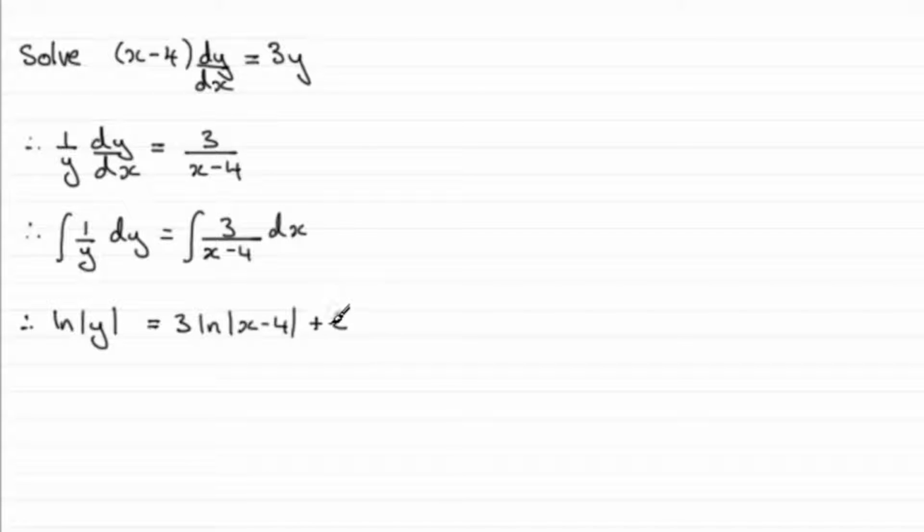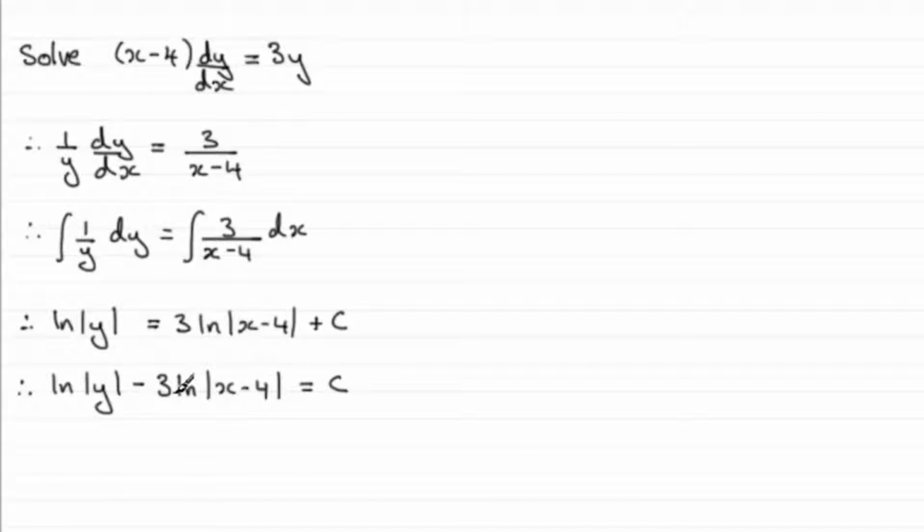Now, we need to tidy this up. Suppose we're asked to make y the subject. Well, in this integral, we've got 2 log terms. And we need to bring them together, or that's certainly one method, and I'll show you another method towards the end. So we'll subtract this log term here from both sides. So we've got the natural log of the mod of y minus 3 times the natural log of the mod of x minus 4, and that equals the constant c.